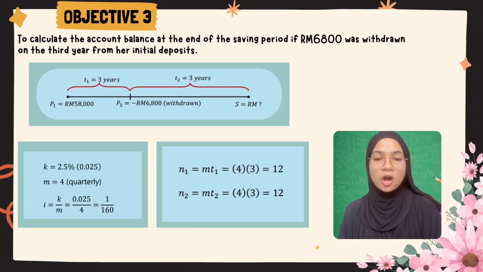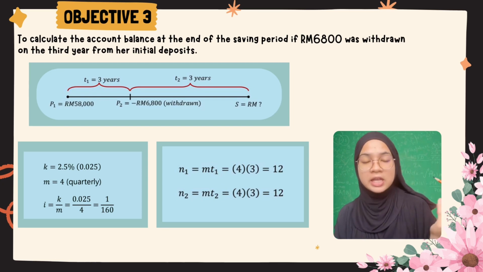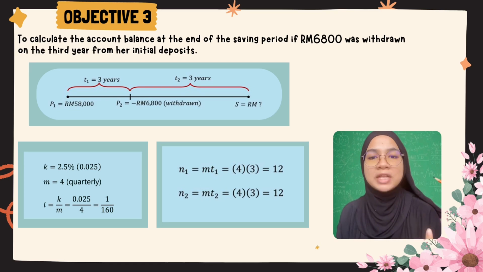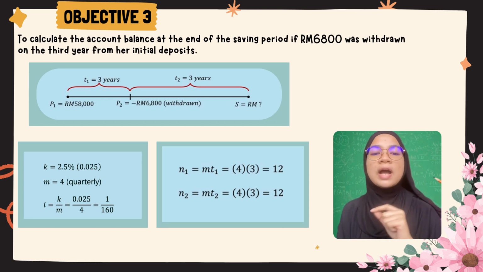So let's continue with objective 3. To calculate the account balance at the end of the saving period if 6,800 ringgit was withdrawn in the third year from her initial deposit. Here is the timeline. The timeline starts with P1, P2 until S. P1 equals 58,000, and T1 from P1 to P2 is 3 years. P2 equals minus 6,800 if she withdrew the money, and T2 from P2 until S is 3 years, and we want to find S.